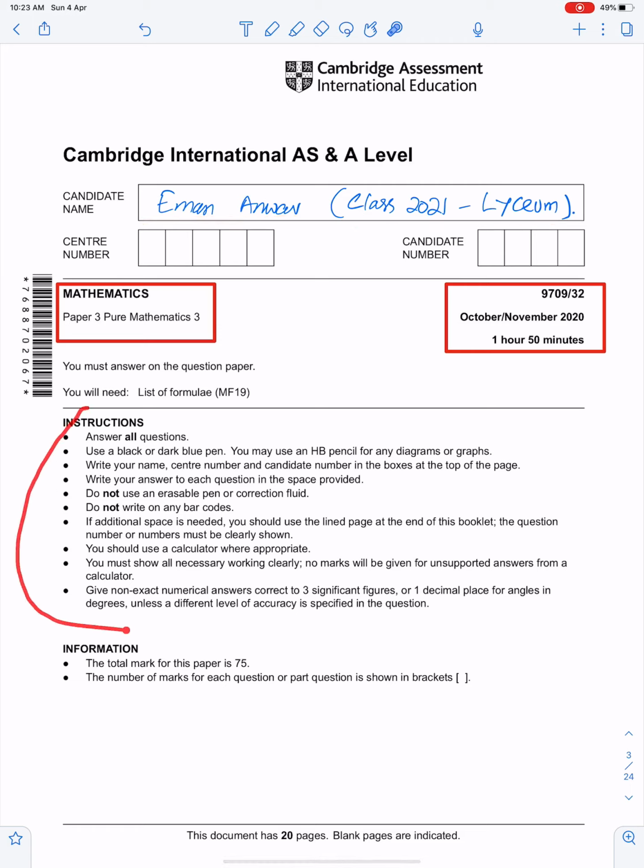Well, all instructions are important, especially the last one. Give non-exact numerical answers up to 3 significant figures, or 1 decimal place for angles in degrees, unless a different level of accuracy is specified in the question. An important tip for you: always read the questions carefully so that you can extract the given information correctly and properly.